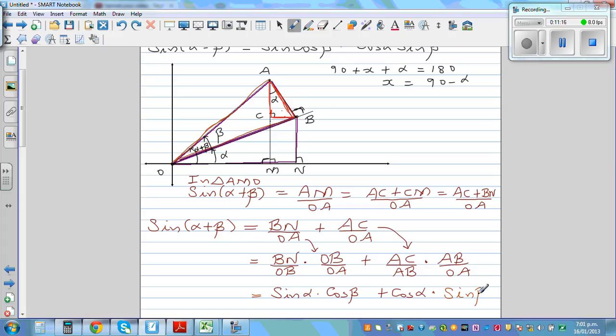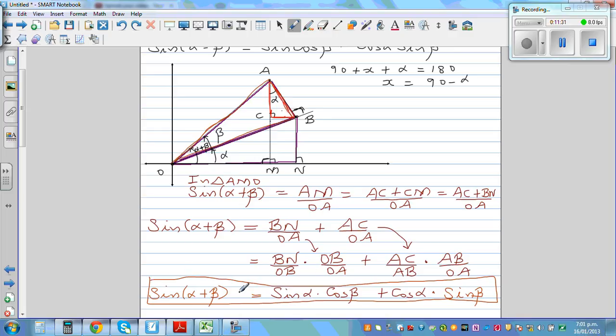And this is one of the most important results. If you know this result, you can prove all other compound angle formulas. So sine alpha plus beta is sine alpha cos beta plus cos alpha sine beta.